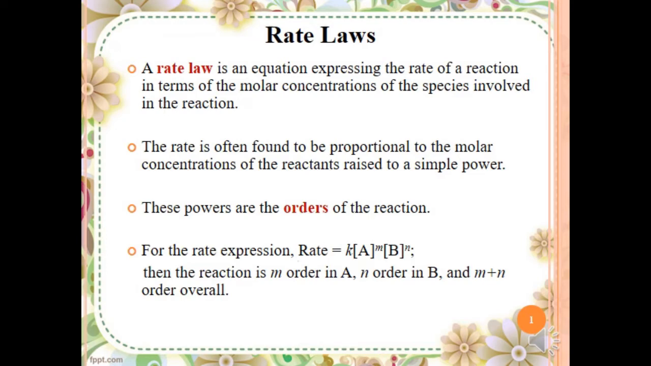So rate equivalent to K [A]^m [B]^n. So m and n here refer to the order of reaction, whereas the A and B in square brackets refer to the species involved in the reaction, and square bracket means molar concentration, and K here is a constant. So m plus n is called overall order.